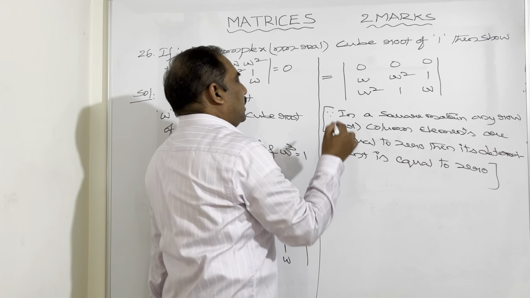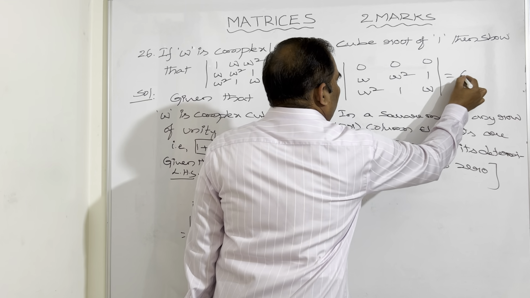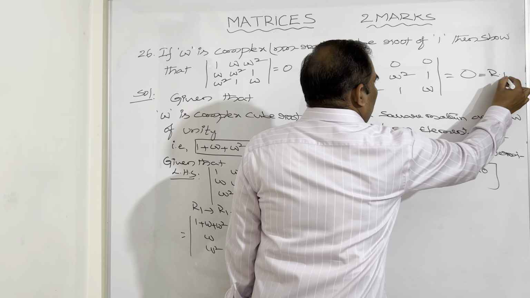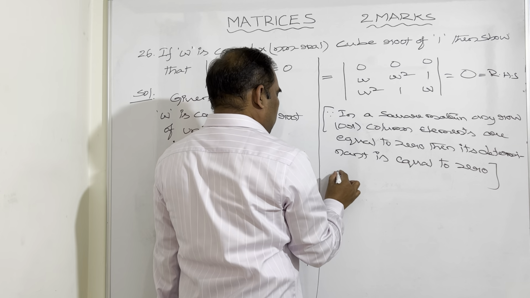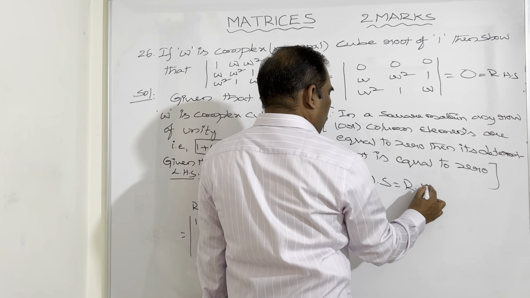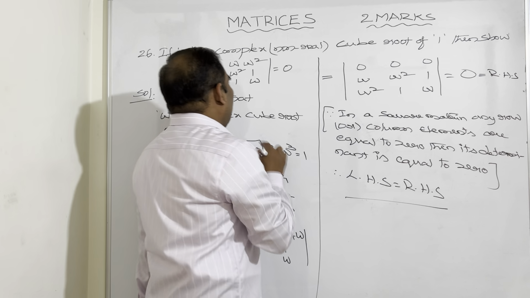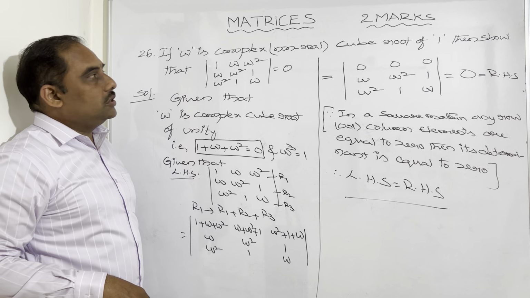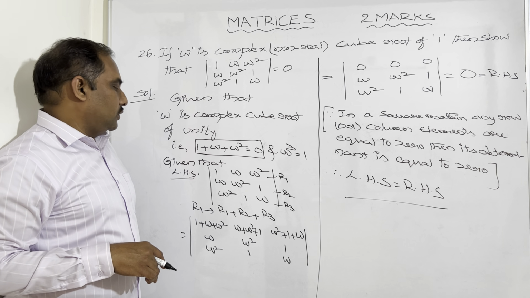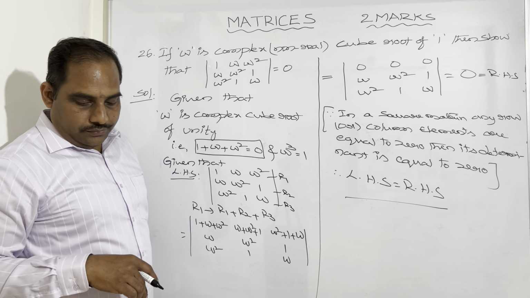So as per that, we can write the determinant of this is 0 only, which is the RHS. So therefore LHS is equal to RHS. So like this we can prove the given matrix determinant is equal to 0 if omega is the complex cube root of unity.